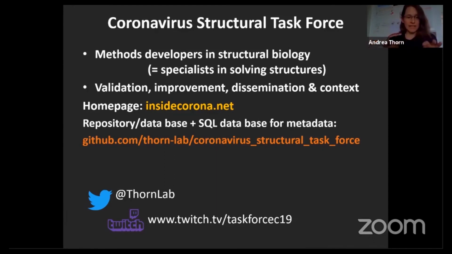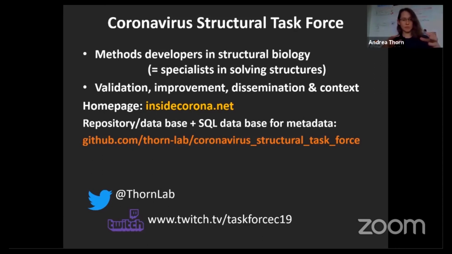We aim to validate the existing structures and the new ones that come up every Wednesday, improve them manually where possible by re-elucidating the structure solution process, looking at the models and comparing them to the experimental data, then disseminate these models back to the original authors and to the scientific public in a GitHub repository.